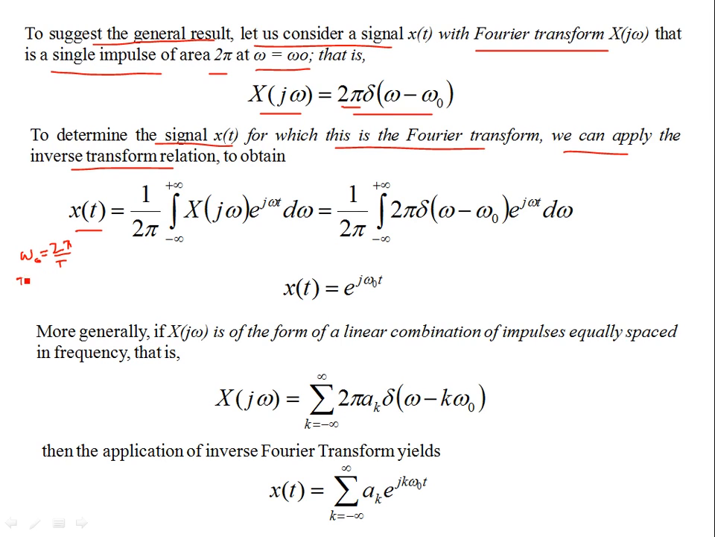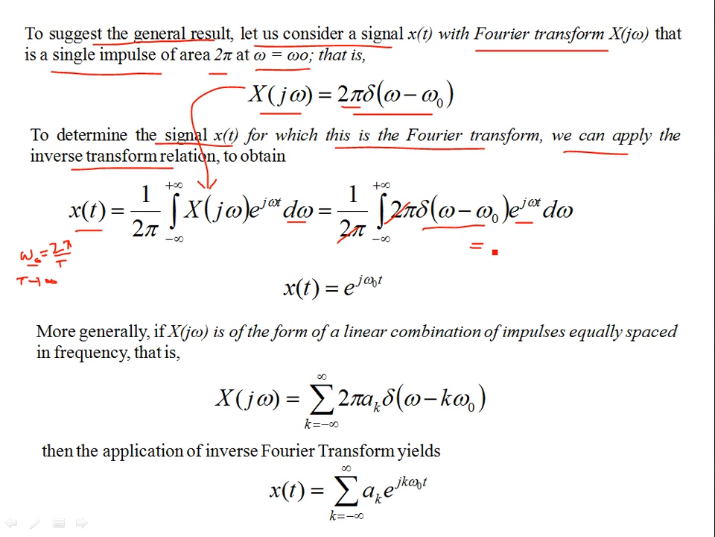When t goes to infinity, then your omega naught, if you recall, was a multiplying factor, so it becomes d omega. If you plug this into this expression, you see that there's a cancellation of 2 pi. First of all, you cancel this out, and then what you're left with is delta of omega minus omega naught being multiplied by a signal that is exponential.